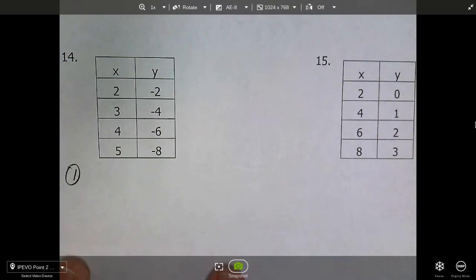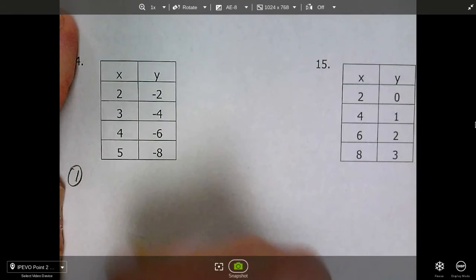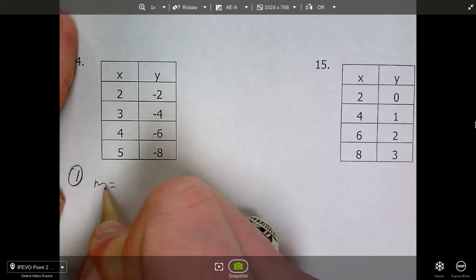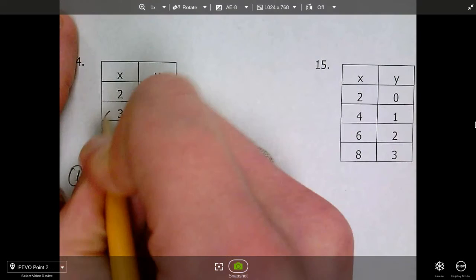We already said we could. Do we have the y-intercept? There's not a single 0 in this at all, so we don't see the y-intercept, but there is one. Okay, so let's see. We have got to find the slope. So let's pick 2 points. Let's use these 2 right here.